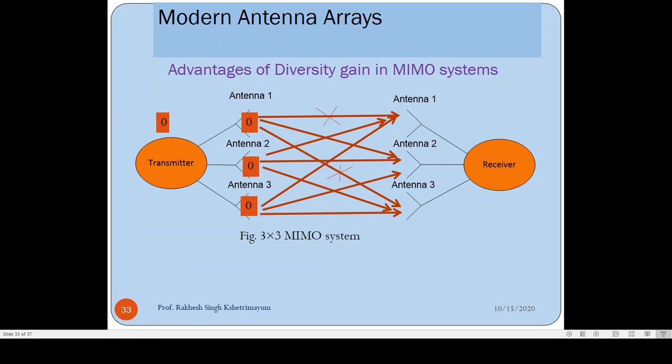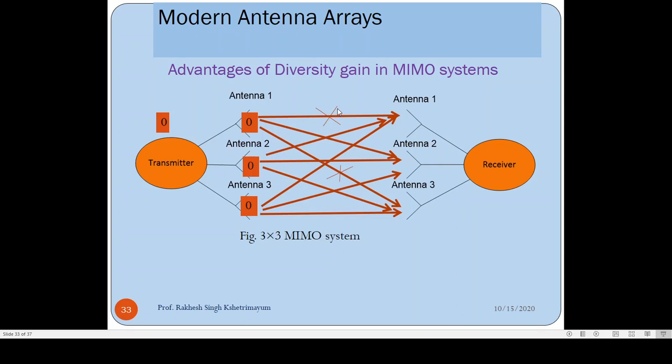So now what is the advantage of this diversity gain? The number of independent paths the signal takes is called diversity gain. Now let's say you send the same symbol, or the same bits, from antenna 1, antenna 2 and antenna 3. Let's say 0 is sent from antenna 1, 2 and 3. Now this 0 bit would be able to follow many paths. 9 paths are there. Let's say one of the paths is blocked.